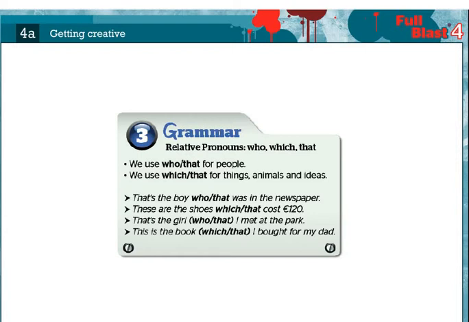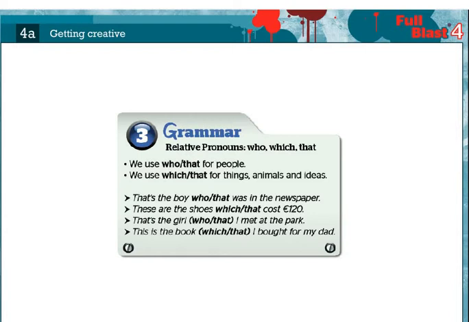Today we'll continue lesson 4A, getting creative. We'll study exercise 3, grammar, relative pronouns, who, which, and that. Come with me. We use who or that for people, and we use which or that for things, animals, or ideas.